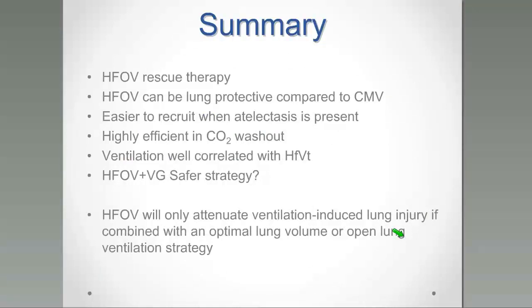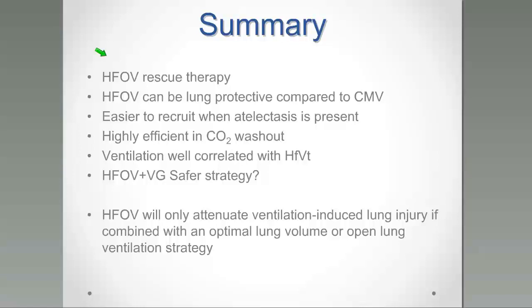So we are going to finish right now, and I would like to summarize this whole lecture in only one slide and give you some messages. Remember that high frequency oscillatory ventilation from a neonatal point of view is a rescue therapy. Because it's a rescue therapy, we try to use it to protect the lung when we need very high settings during conventional mechanical ventilation in a baby, because there is some evidence that using high frequency ventilation can be lung protective in many situations where you have a very severe respiratory distress.